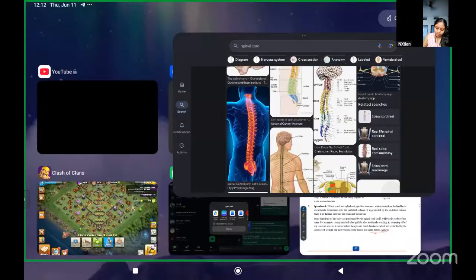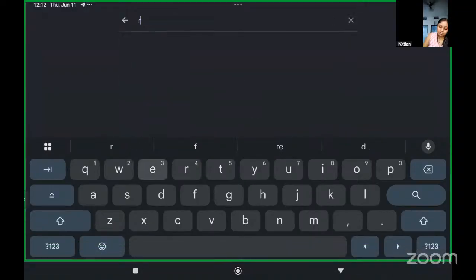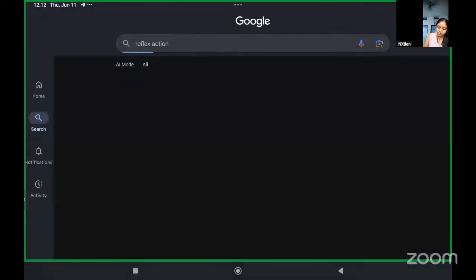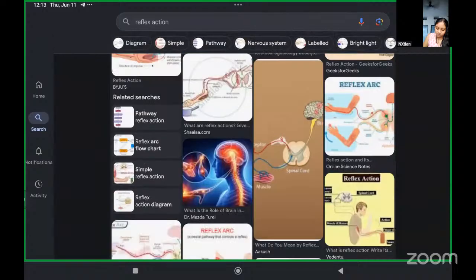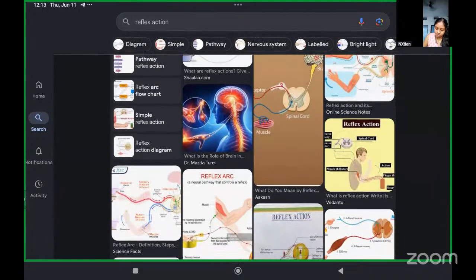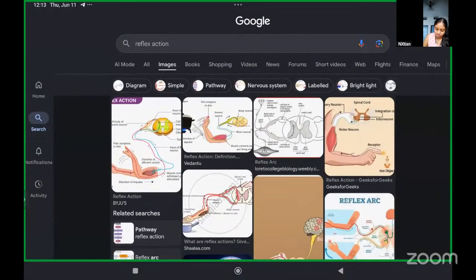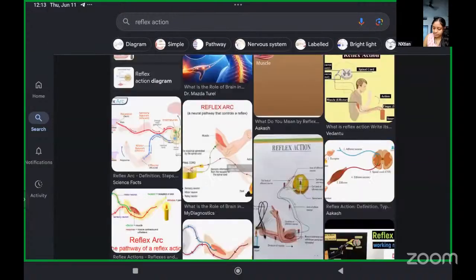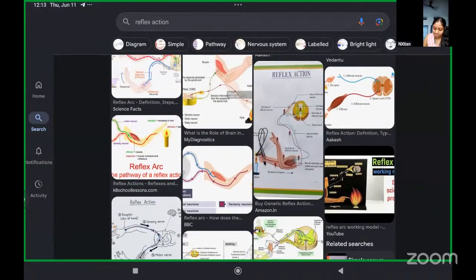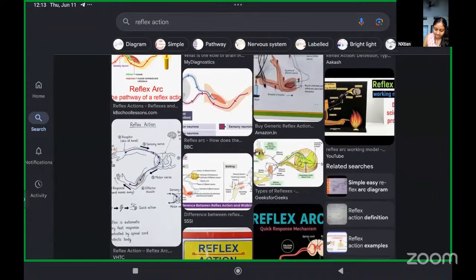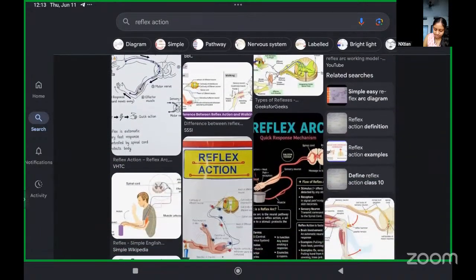Now, a reflex action I would also have to show you. One diagram of reflex action I will also send you.